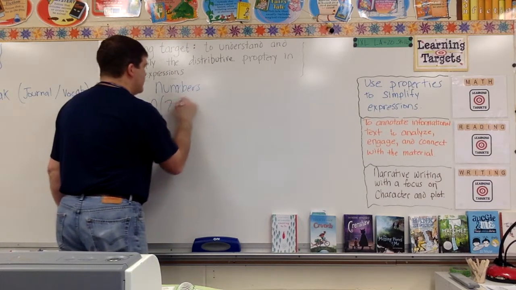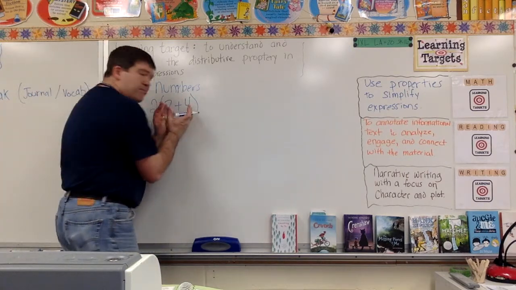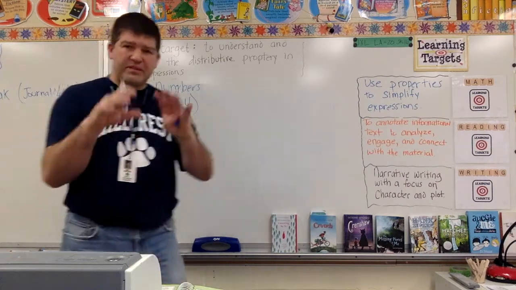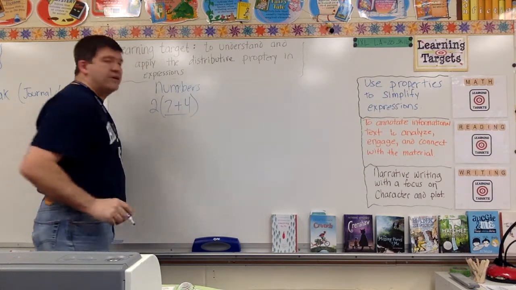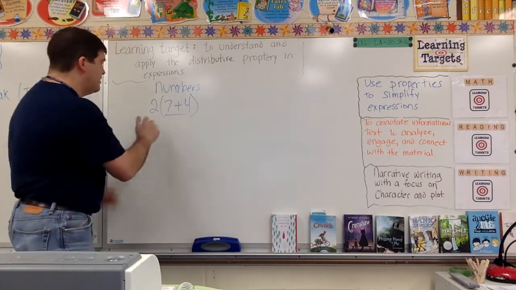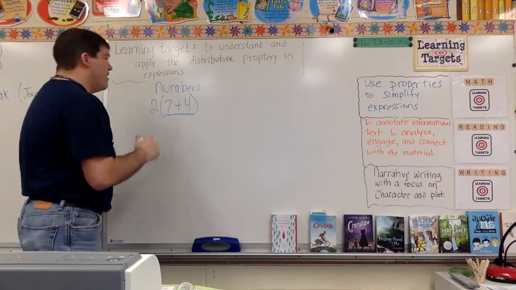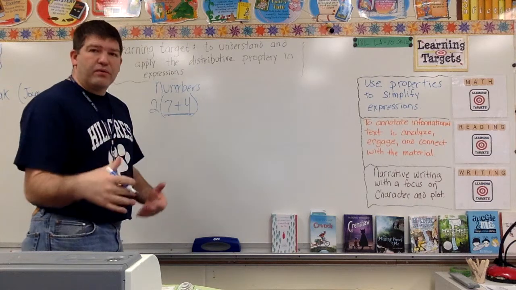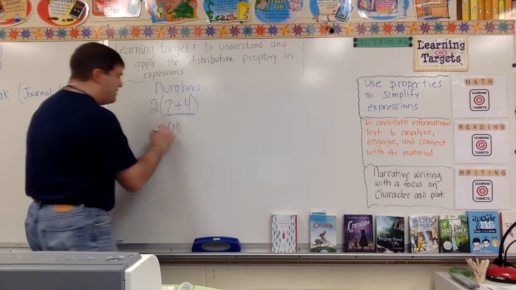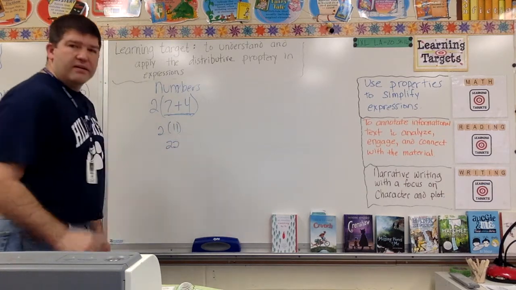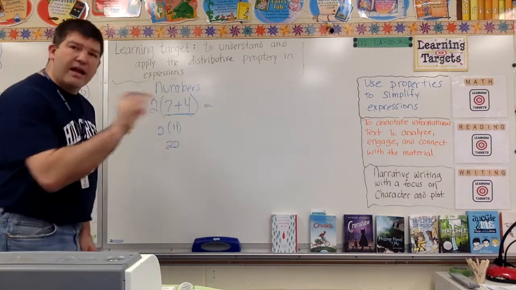2(7 + 4). Okay, so if I have this one group here, 7 plus 4, it's in parentheses. It's almost like the parentheses are packaging it together. So you have this one package, and this whole package is going to be 2 times. Okay? Now, I could do it like the order of operations. 7 plus 4 is 11, and then times it by 2, it gets 22.